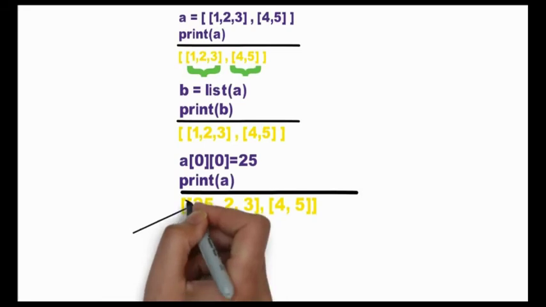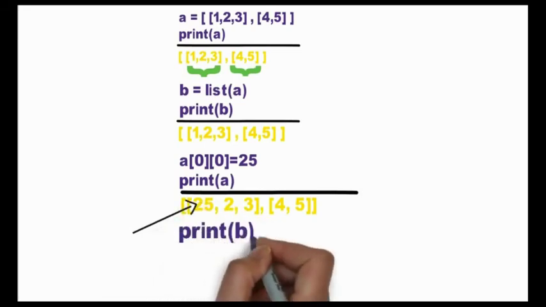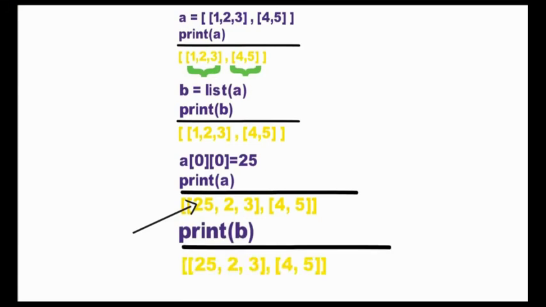Now we can see that the value in the first inner list of A is changed. Now let's try to print B. We can see that the value in the first list of B is also changed. So basically the copy that we made failed if the list has a list of items inside it.